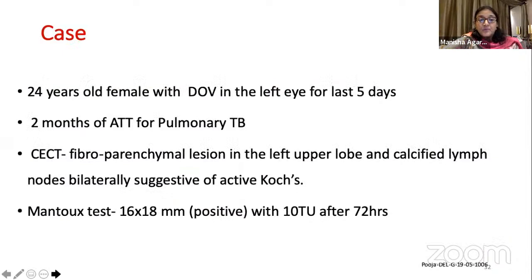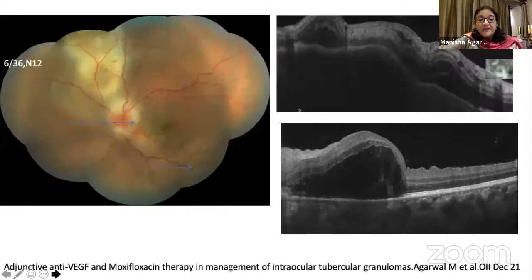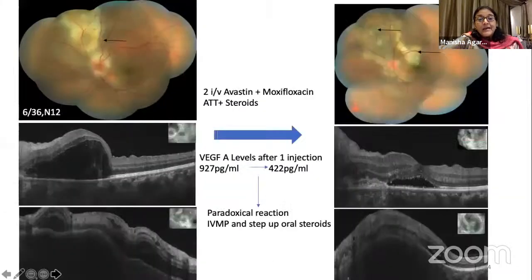in the supranasal quadrant. This is another patient, a 24-year-old female patient with diminution of vision in the left eye for last 5 days, and 2 months of ATT for pulmonary TB. Her Mantoux was strongly positive, and even CECT was suggestive of active disease. She had a huge granuloma in the supranasal quadrant, even involving the optic nerve head with cystoid macular edema in the macular area. And this is something we are following nowadays while we are treating these large TB granulomas.